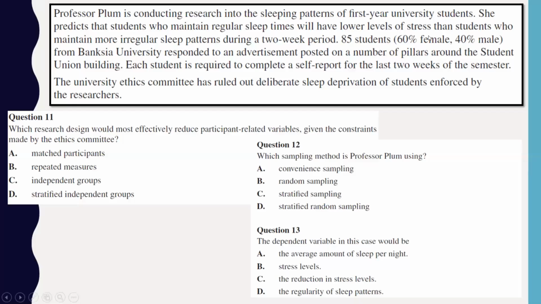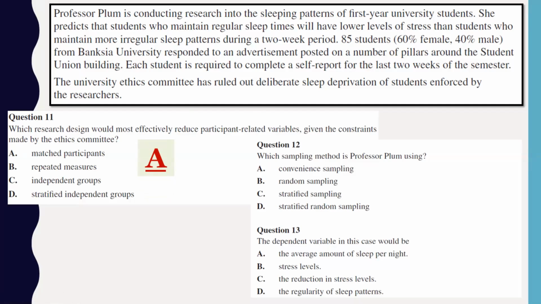So when we're looking at this question, you have to remember that the University Ethics Committee has basically told Professor Plum that you can't deliberately force people to be sleep deprived. So this follows on from our first question, which is which research design would most effectively reduce participant related variables given the constraints made by the Ethics Committee? I'll just show you guys the answer first. Given that the Ethics Committee has said that Professor Plum cannot deliberately impose sleep deprivation on students, what's the best research design?